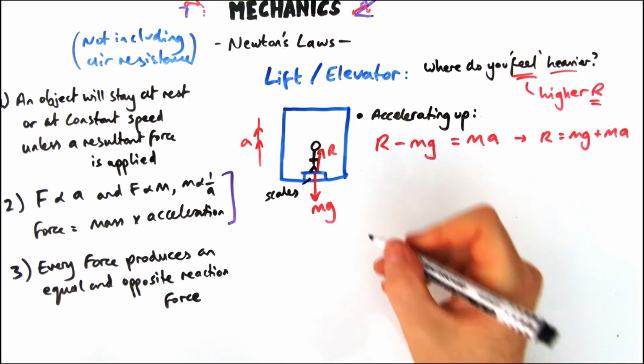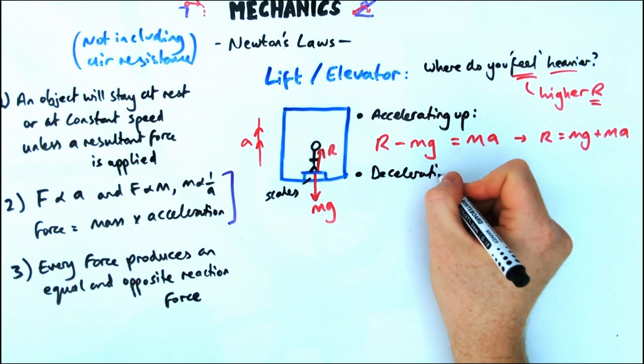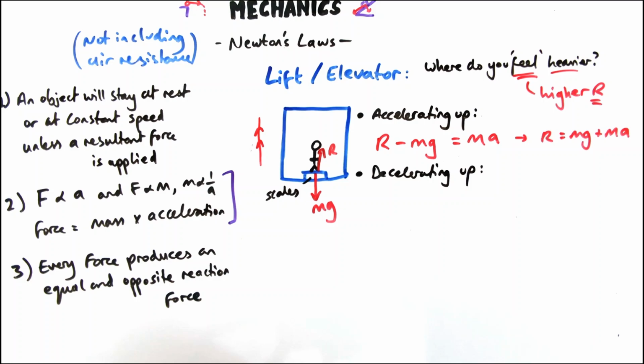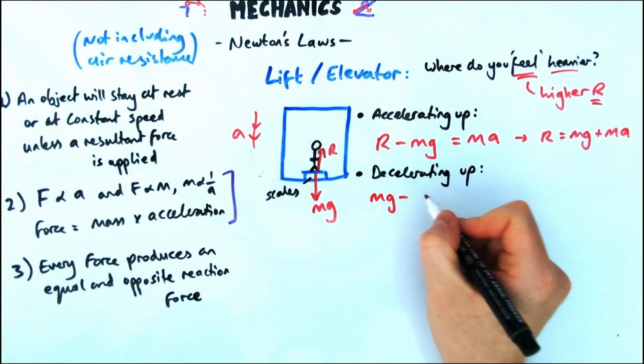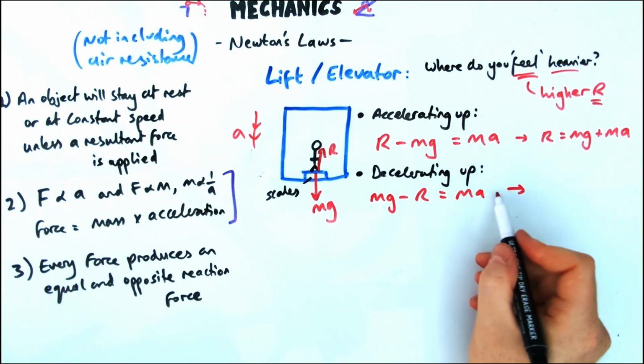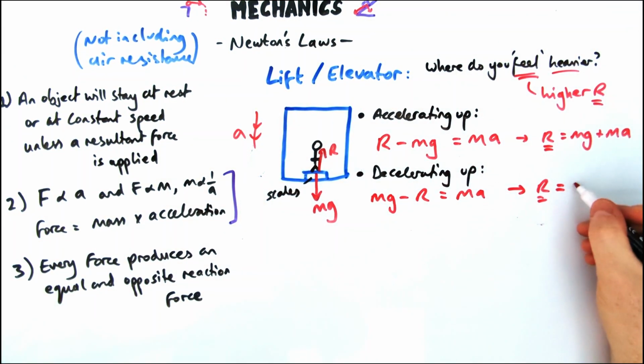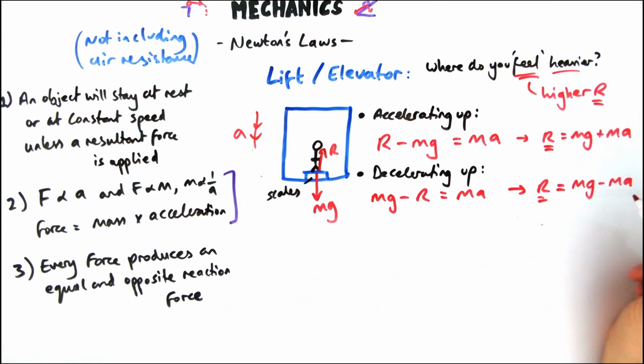Next, I'm going to have decelerating upwards. If I'm decelerating, that's the same thing as accelerating downwards. So this time I've now got mg minus R equals ma. Rearranging that for R, I add it to the right and take away the ma to the left. I've got R equals mg minus ma.